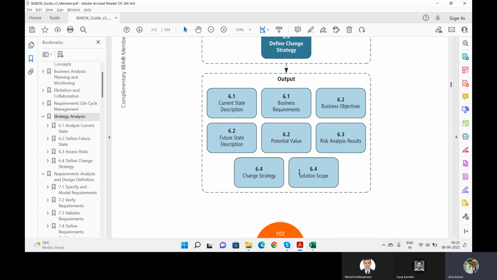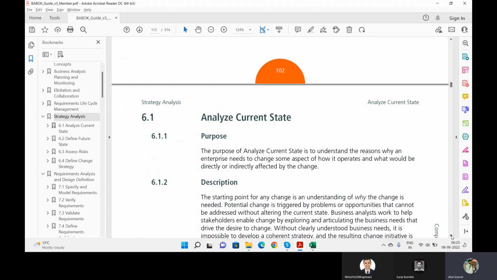So when you follow these four, when you complete these 4 tasks, I'm able to achieve these 5, 6 to 7 outputs as well here. Okay, now in this particular chapter, on this particular task, we are going to discuss these things in detail.